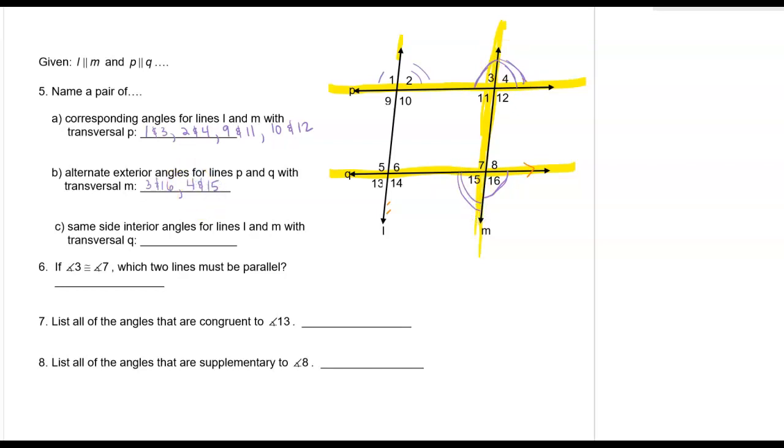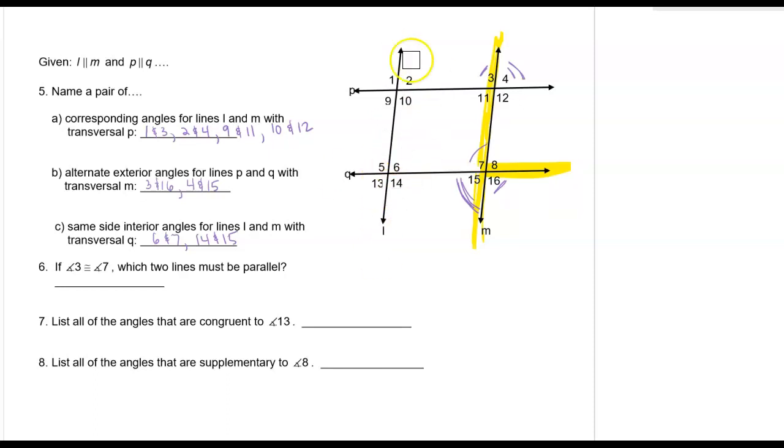We'll go back to use lines L and M for the next problem. So highlighting L and M and then highlight transversal Q, we're looking for same side interior angles. Same side interior angles are like 6 and 7, and then 14 and 15. And now we're asked if angle 3 is congruent to angle 7, which two lines must be parallel.